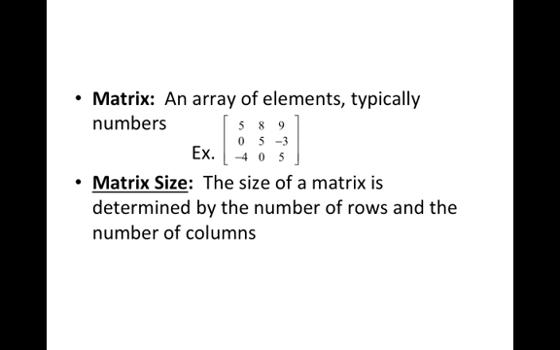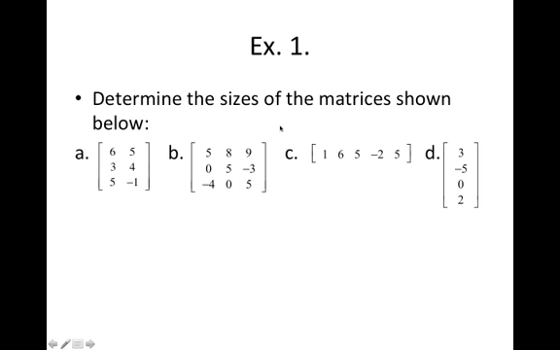The matrix size is determined by the number of rows and the number of columns. It's always number of rows by number of columns. So determine the sizes of the matrices shown below. So for A, we've got 1, 2, 3 rows and 1, 2 columns. So it is a 3 by 2 matrix. We have our same little example we had before. It's got 1, 2, 3 rows and 1, 2, 3 columns.